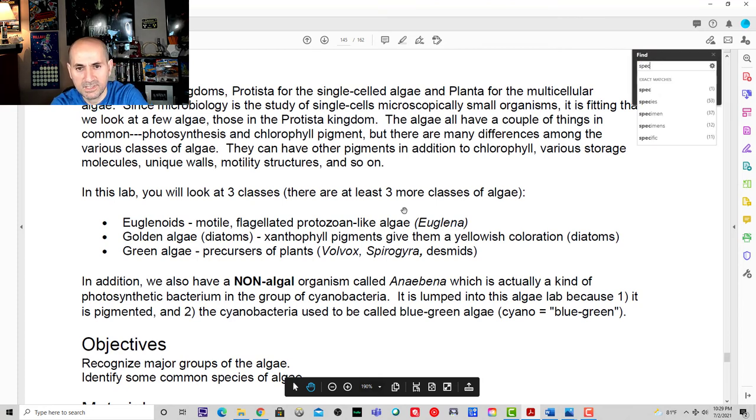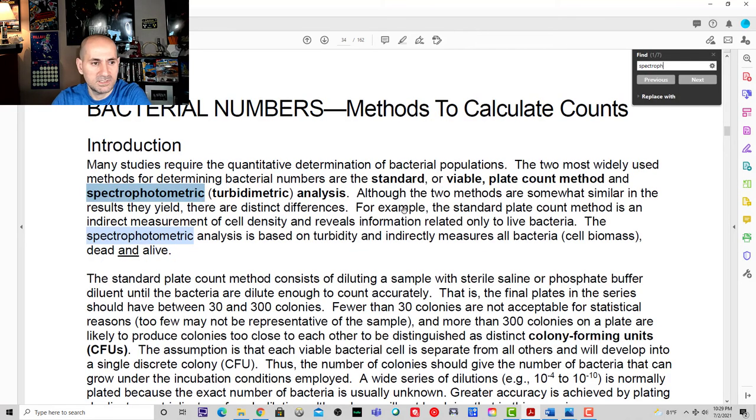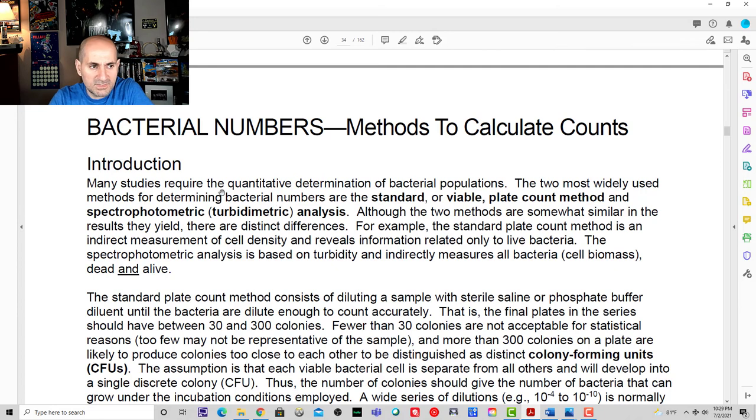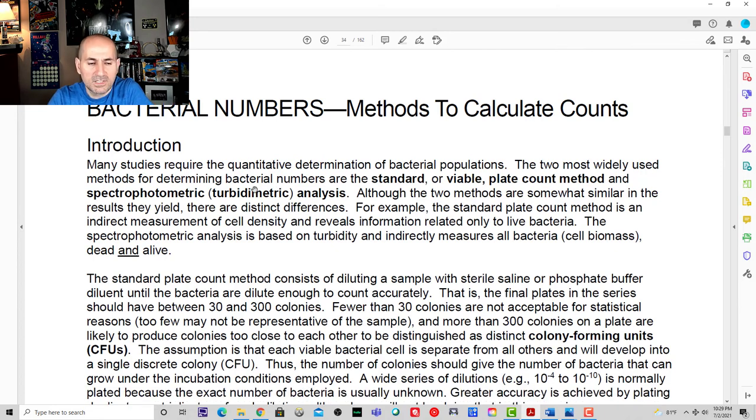Find spectrophotometry. Okay. Bacterial numbers. Now, I want you to know a few things about the bacterial numbers lab. Remember, there are two types of bacterial counts we did. One was called the standard or viable plate count method. Remember, we did the serial dilution and then we plated some set amount into plates.